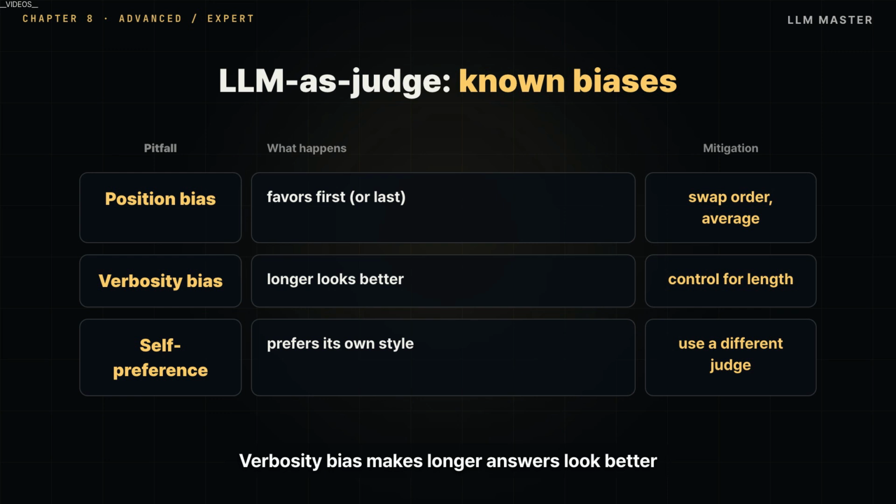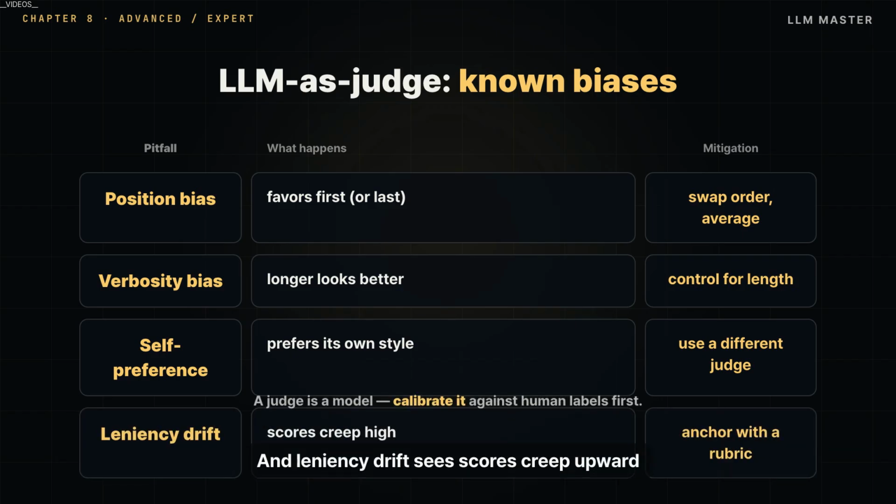Verbosity bias makes longer answers look better regardless of quality, so control for length. Self-preference means a model tends to rank outputs in its own style higher, which is why judging with a different model family is safer. And leniency drift sees scores creep upward unless you anchor them to a concrete rubric. Above all, calibrate. Before you trust a judge, check its verdict against a set of human labels. If it doesn't agree with people on cases you understand, it won't on the ones you don't.